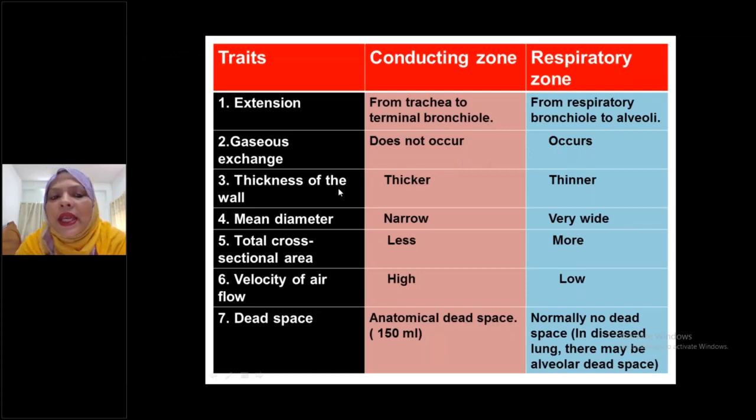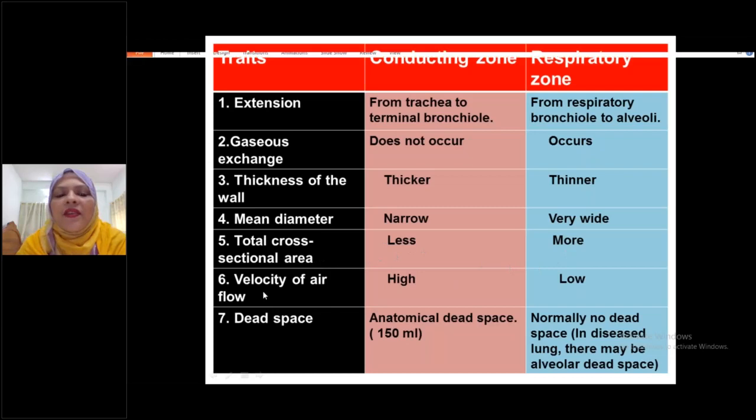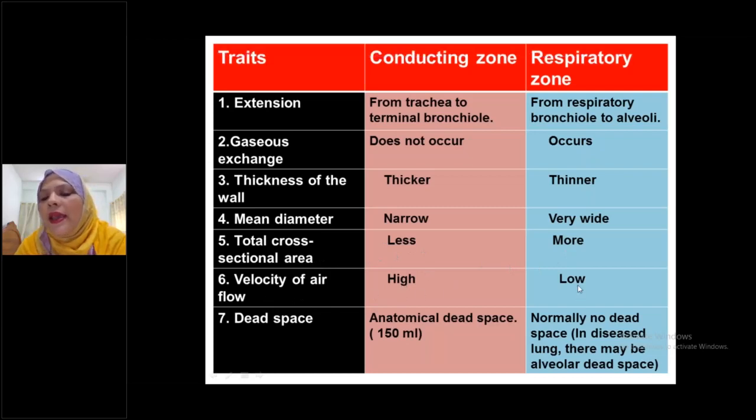Now, number 3, thickness of the wall. In the conducting zone, the wall is very much thicker, but the respiratory zone wall is thinner. That's why the respiratory membrane is located in this respiratory zone, that is in the respiratory unit, and gaseous exchange occurs here, because here the wall is very much thinner. Mean diameter: narrow here, very wide here. Total cross-sectional area: less here, more here. Velocity of airflow: high here, low here.